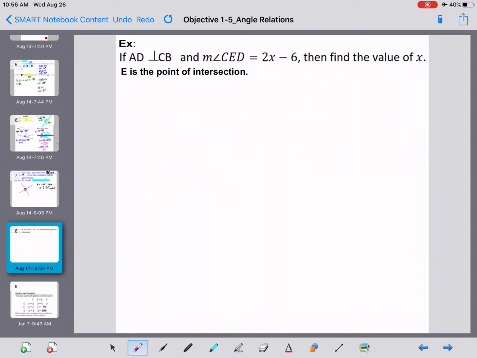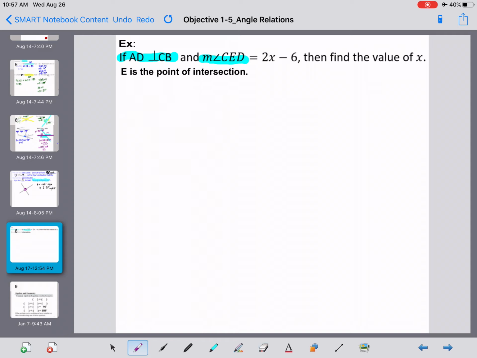And we'll do one problem. So this is how this sentence would read right here. If AD is perpendicular to CB and the measure of angle CED equals 2x minus 6, then find the value of x. E is the point of intersection. Wow, what does that mean? All right, well, AD and CB, that sounds like I got two segments, and it sounds like they're perpendicular, which means I got to make these intersections look like I got a right angle.